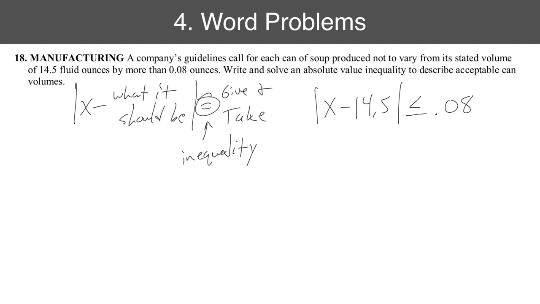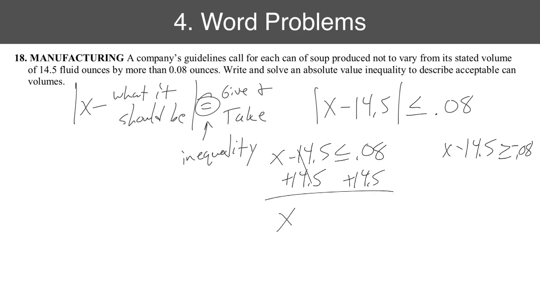So now we split this into its two parts. x minus 14.5 is less than or equal to 0.08, and then x minus 14.5 is greater than or equal to negative 0.08. So now we solve both of these. On the first one, we're going to add 14.5 over, and we get x is less than or equal to 0.08 plus 14.5, which would give us 14.58. And on the other one, we add 14.5 over, and we get x is greater than or equal to negative 0.08 plus 14.5, which would give us 14.42.